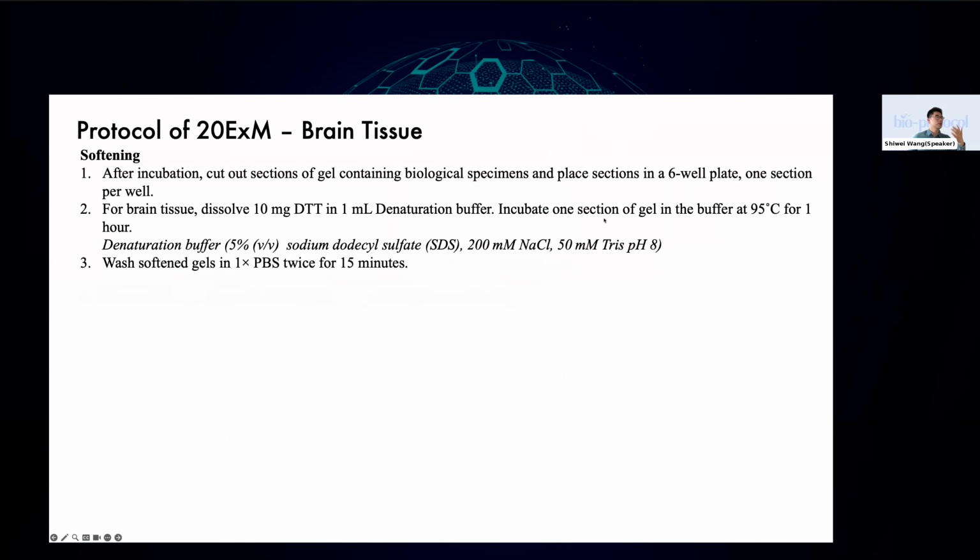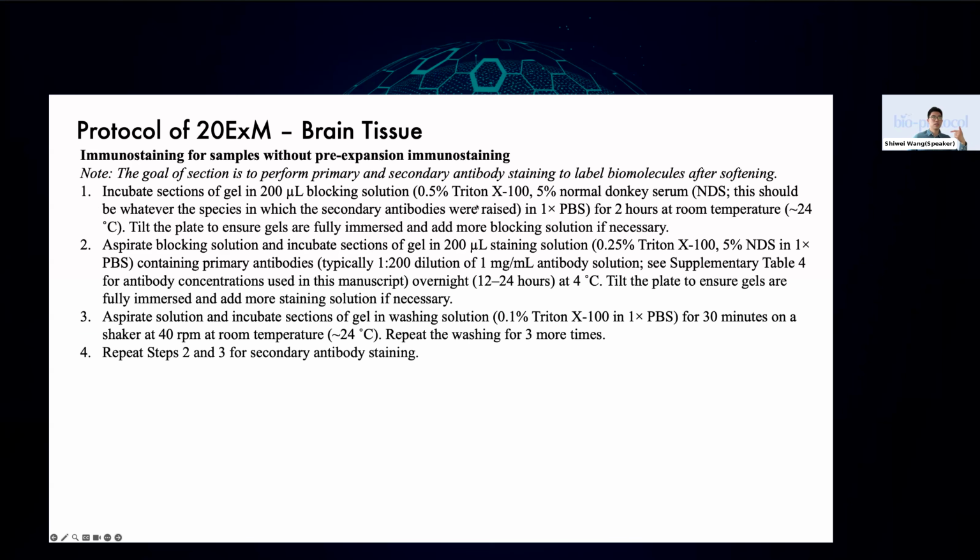Afterwards, it's very similar. You want to cut out the brain tissue. For brain tissue, it's not that important to cut in the trapezoid shape because it's thick enough, you'll probably be able to see it. For digestion, we use this denaturation buffer. Essentially, it's SDS with DTT. And we heat it up at 95 degrees for an hour. That will denature the proteins and soften the gel, and then that will be able to expand. So we wash it with PBS twice for 15 minutes. And then now it's time to perform the staining.